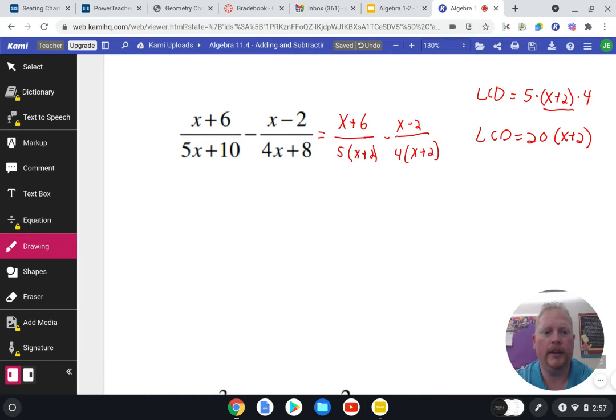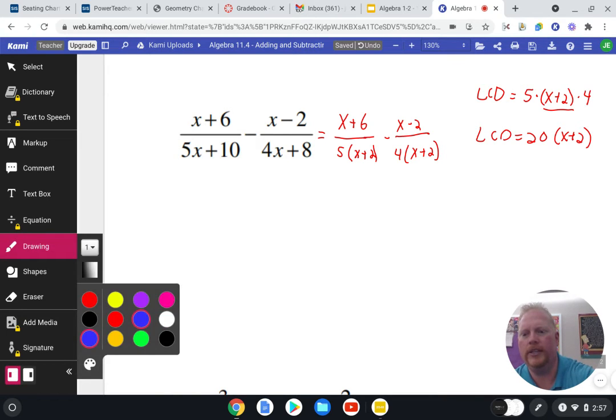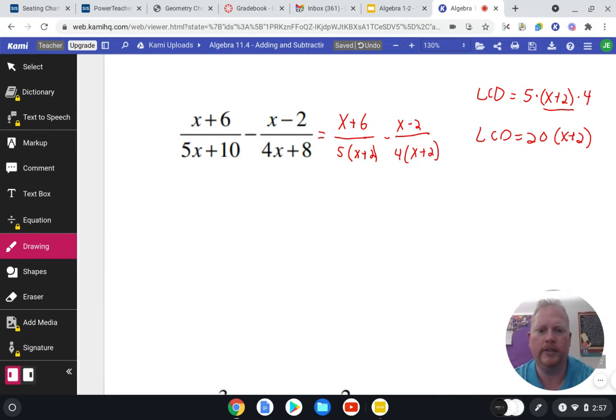Okay? So now let's take a look. What do I need in order to get those denominators to be 20 times x plus 2? Well, this first fraction only needs a 4 to turn the 5 into a 20. And the second fraction needs a 5. So I'll need to multiply by 5 there and multiply by 5 there.